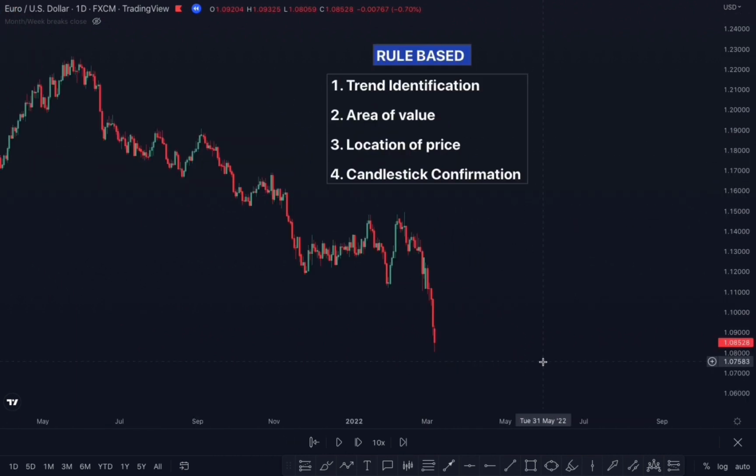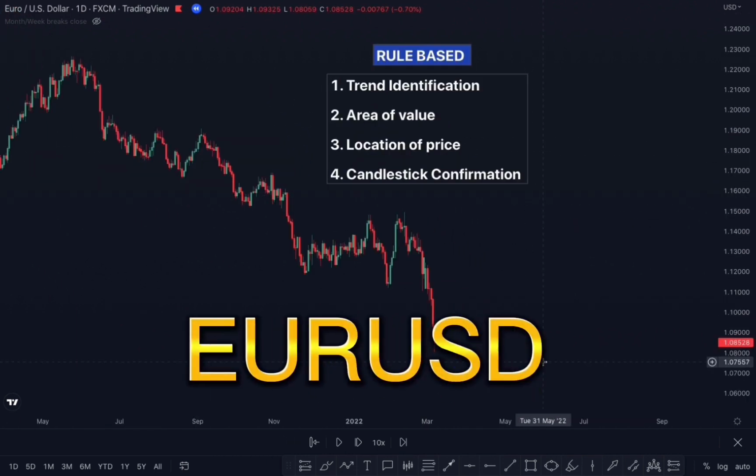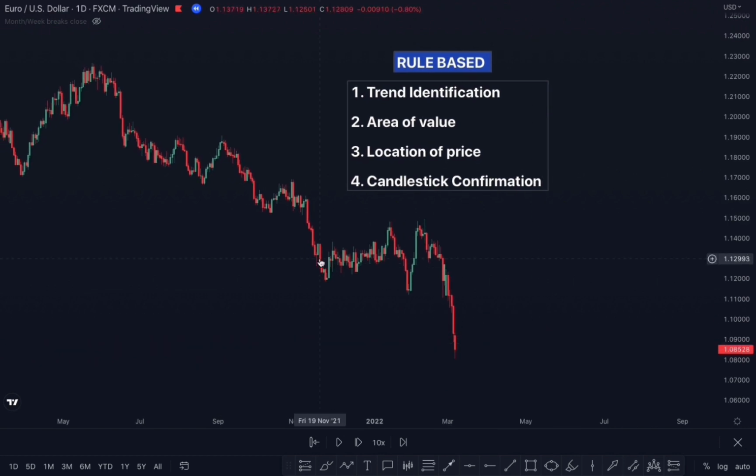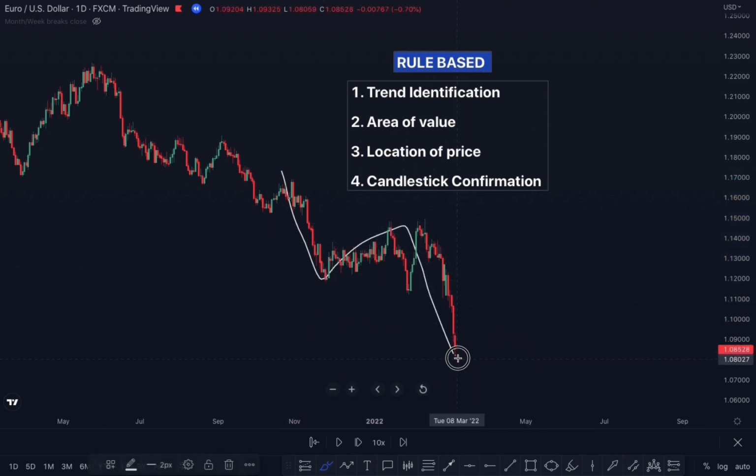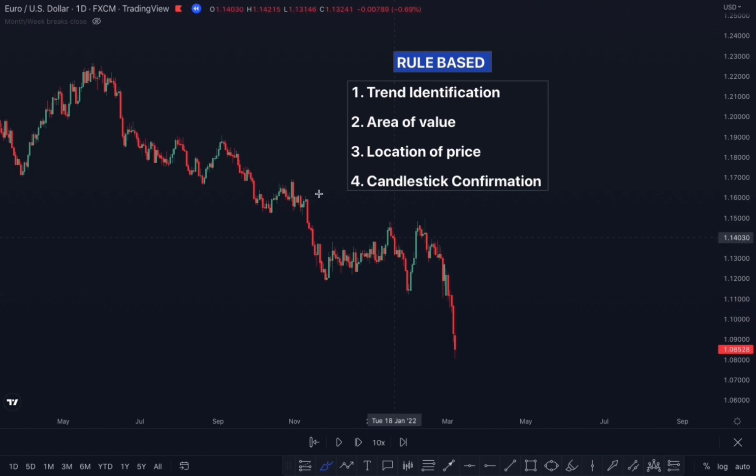So let's take a look at EURUSD on the daily time frame. On the daily time frame, we have price trading to the downside, which means we are going to be looking for selling opportunities, right? So right here we have a lower low, a lower high, and then a new lower low, right? So we cannot sell here. We have to wait for price to create a lower high, and then we're going to get an entry to the downside, right? So that is our first rule. That is the trend identification.